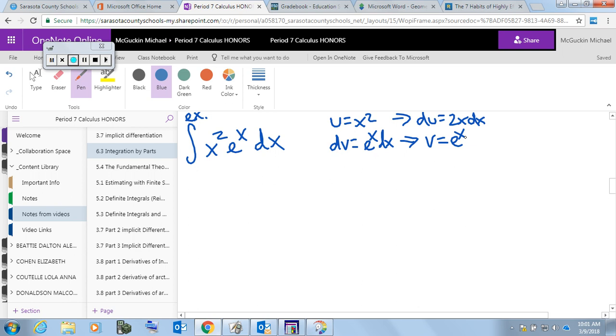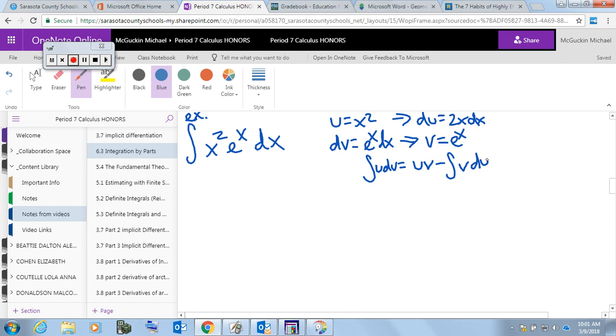So a quick little reminder, our integration by parts formula is the integral of u times dv is equal to the multiplication of u times v minus the integral of v du. Alright? And so now let's go back and look at our information that we have. We've identified those 4 parts, and let's substitute them in and see what we have.